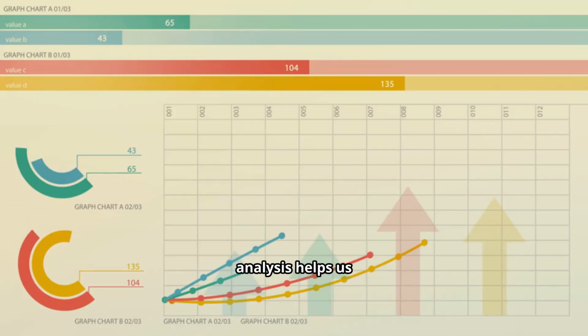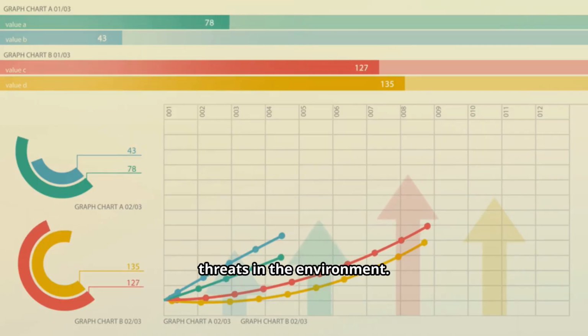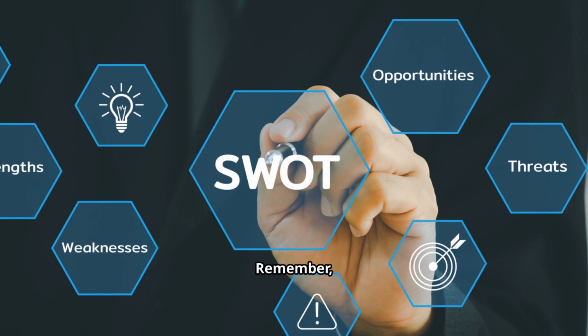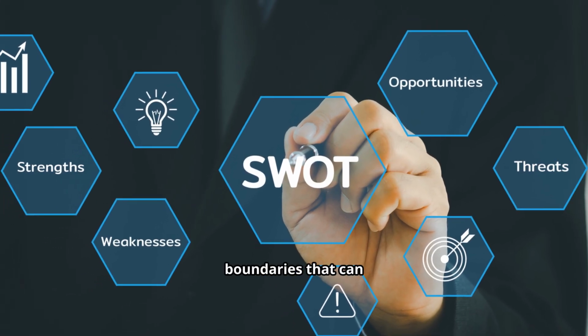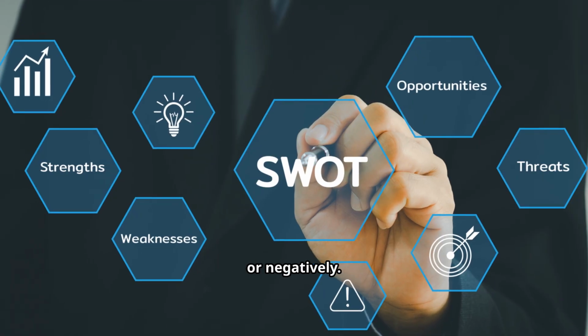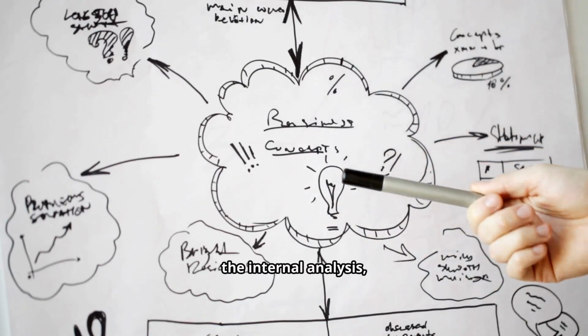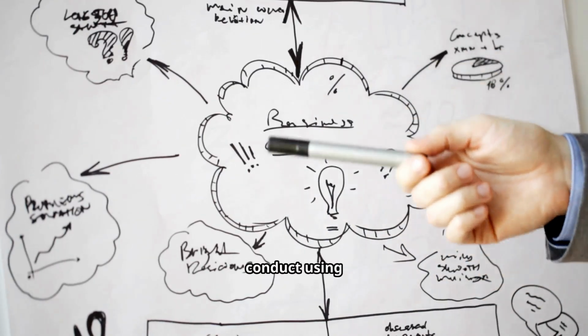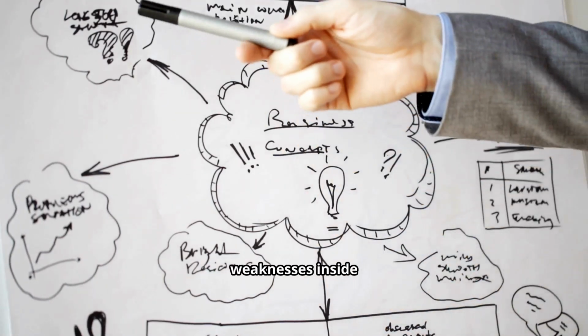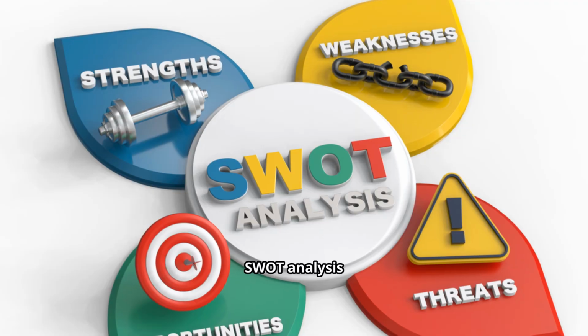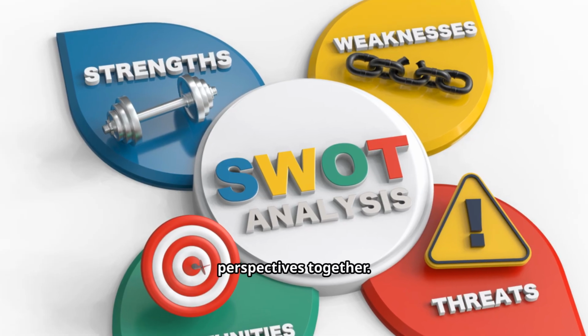The external analysis helps us identify opportunities and threats in the environment. Remember, this is not about the firm itself but about factors outside its boundaries that can affect it positively or negatively. On the other hand, the internal analysis, which we can conduct using frameworks like VRIO, helps us identify strengths and weaknesses inside the firm.